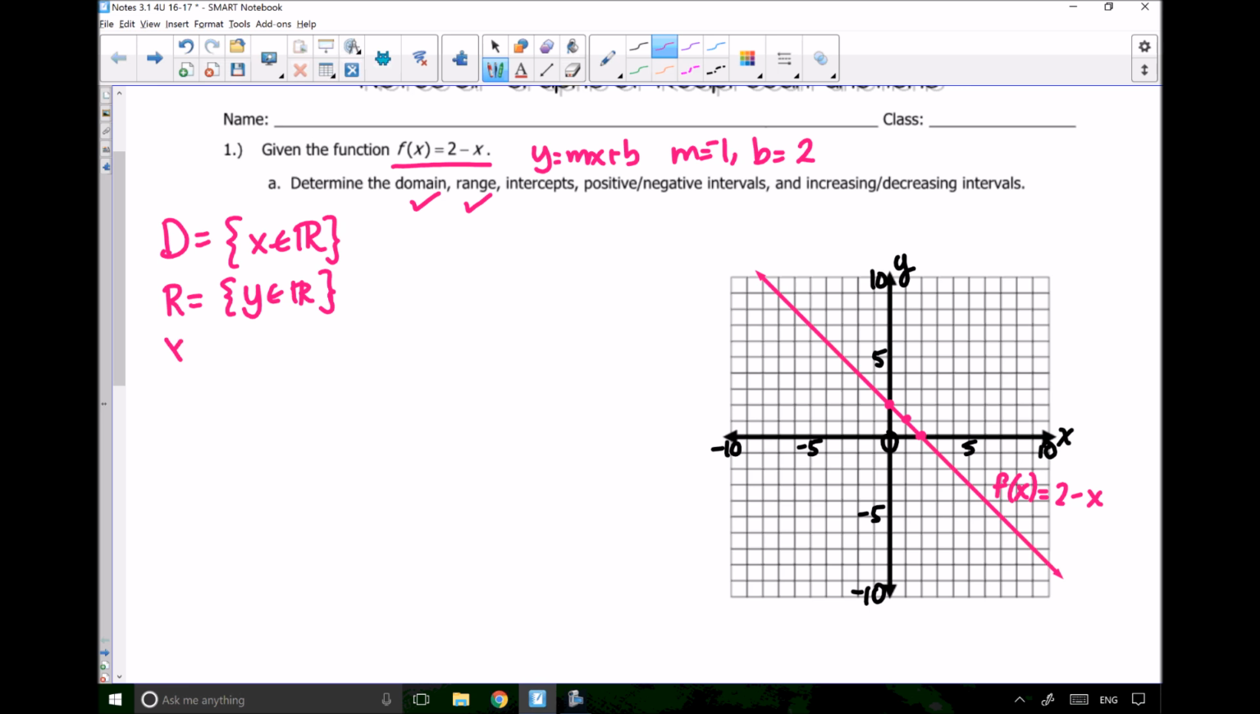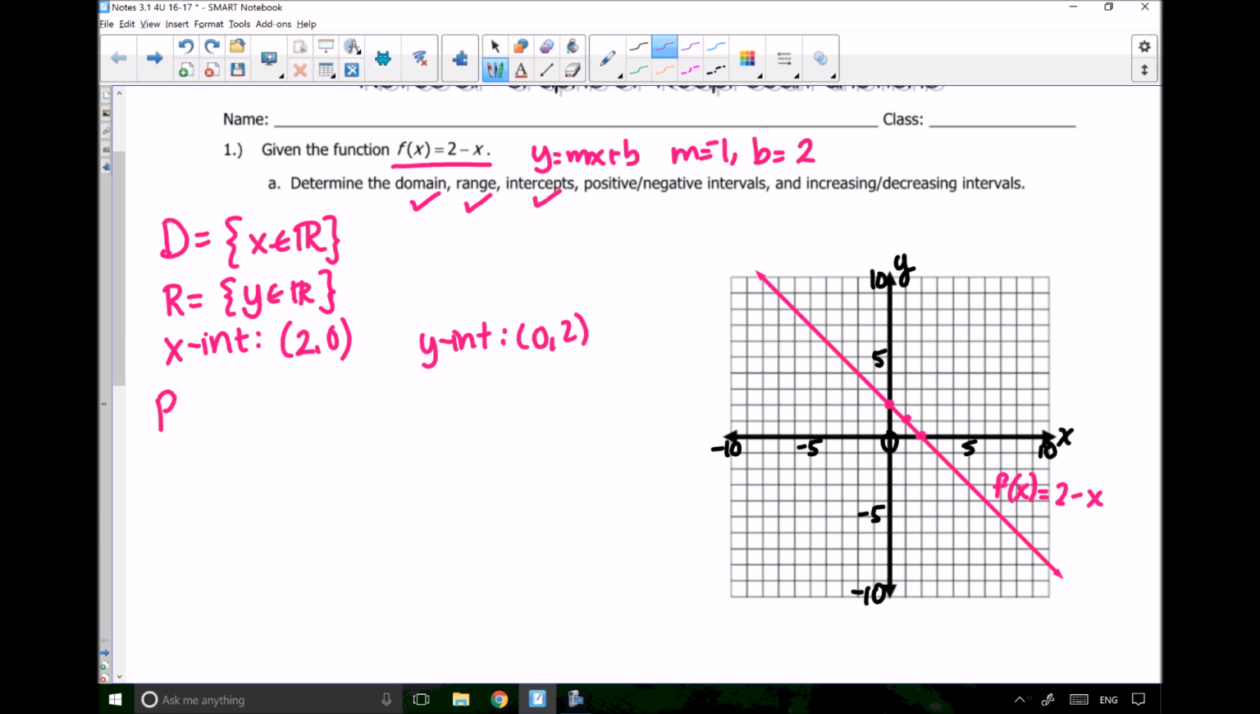My intercept, I want to find my x-intercept. Well, my x-intercept is right here. And I know my x-intercept is 2, 0. Okay, and my y-intercept is also right here, so I know it's going to be 0, 2. Okay, so I've finished up my intercepts.